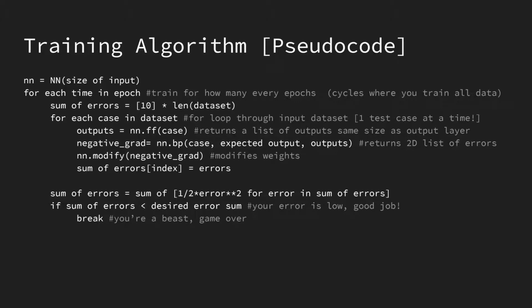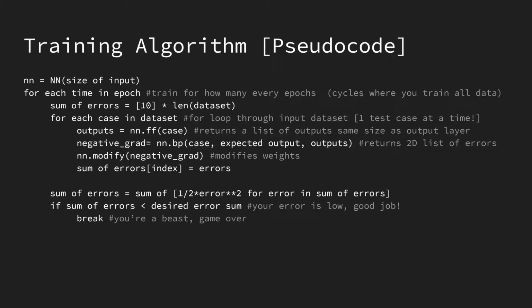And the sum of errors equals 0 times length of dataset. There are multiple ways to implement this. If you want to, you can do sum of errors equals just an empty list and append to that every time in the loop below. Then we start a new loop inside the outer for loop, and this is for each case in dataset. Your dataset should be 4 or 5 things maybe for this lab. It's not a very large dataset, but you can think of each case as, for example, 1 0 1, output is 0, so that's one case. Then we have outputs equals nn.ff case.